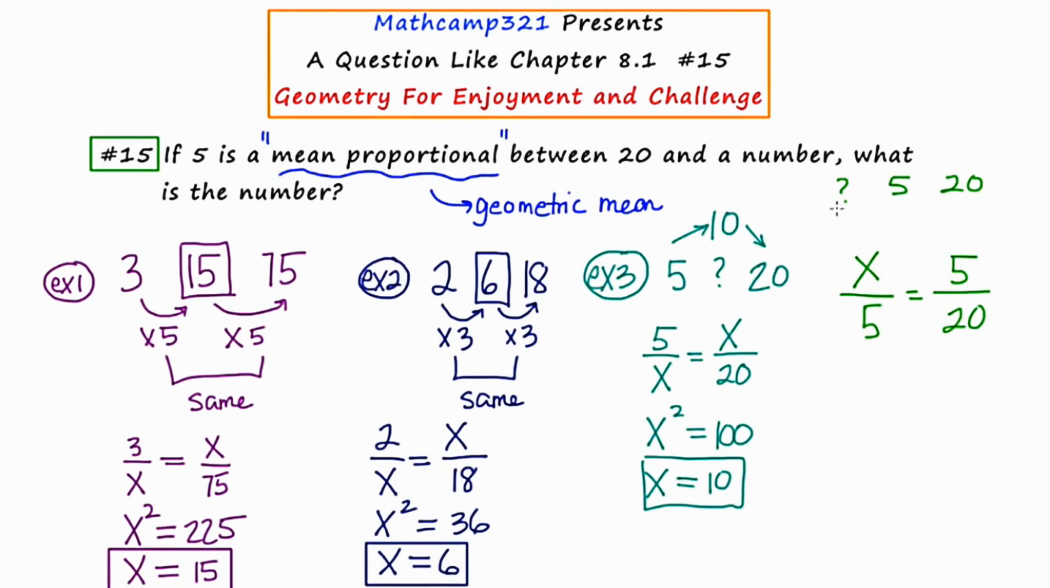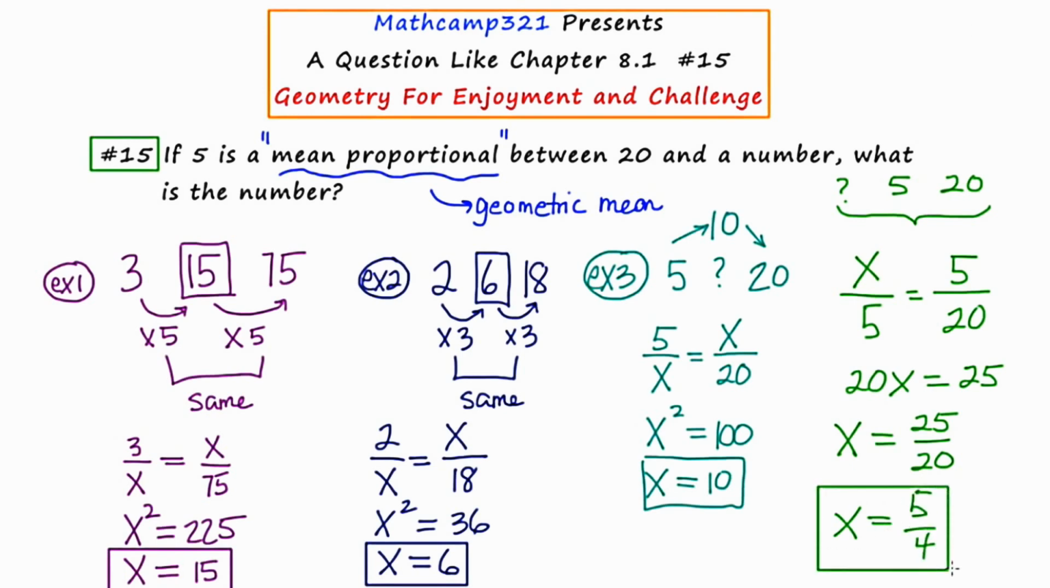So this setup here translates into this proportion here. And now I'll cross multiply, and I get 20x equals 25. I'll divide both sides by 20, and now I'll divide by 5 on the top and the bottom, getting me 5/4. So the answer to the actual question in number 15 is 5/4.